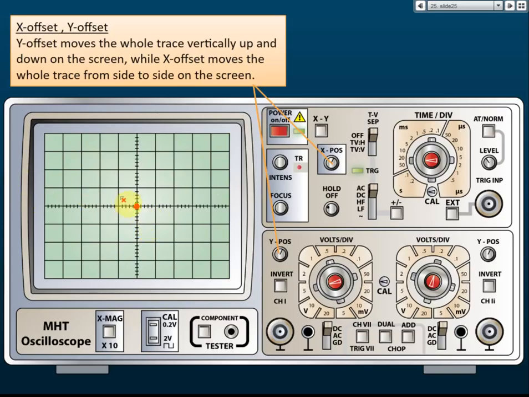Not only the spot. Sometimes, let's say you get a sinusoidal graph, something like this. Your display is something like this, because sometimes you can get this sinusoidal graph. Let's say this is what you get, and you don't like it to be here, you want to move it down to the center. Then you can use the Y offset to move it down. You can even move it left and right. So that's the function of the X offset and Y offset. It is for you to move the display up, down, left, right.